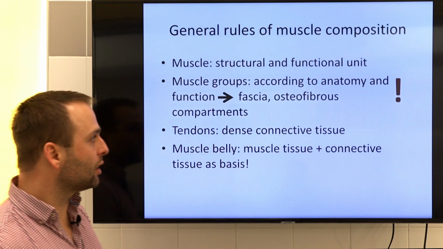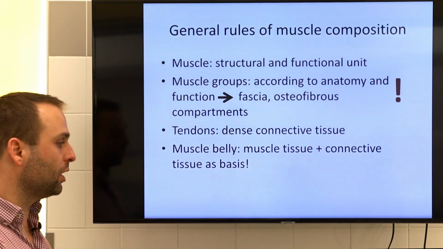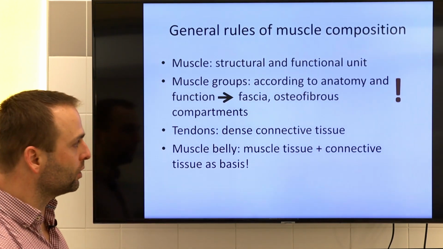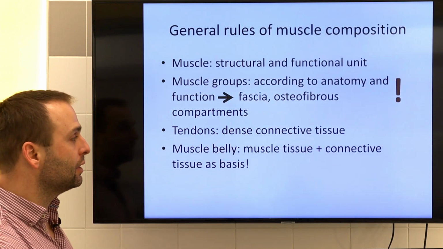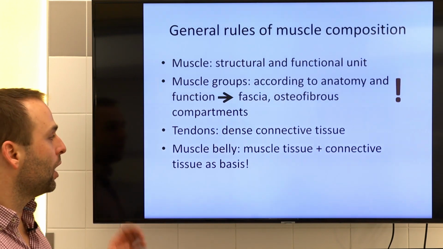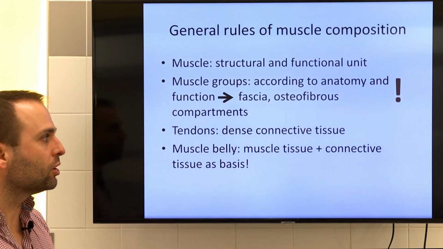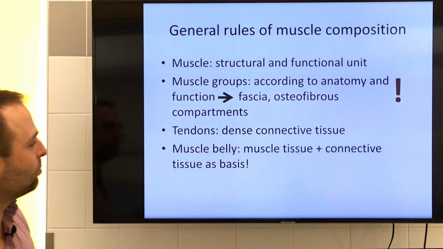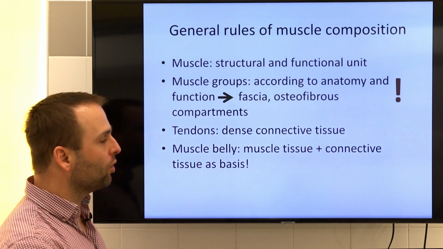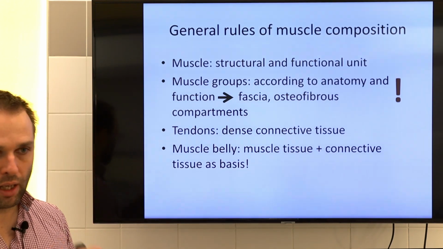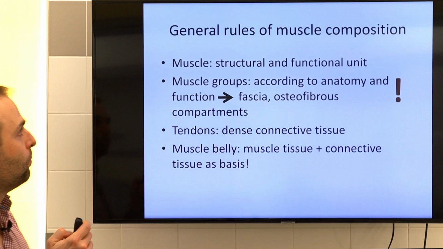Tendons. Tendons are the organs which are associated to muscles to conduct the force of the muscle onto the bone. These are made of dense connective tissue. And the muscle belly is made of the actual muscle tissue plus a connective tissue framework as basis, which will continue into the tendon at the end of the muscle belly.